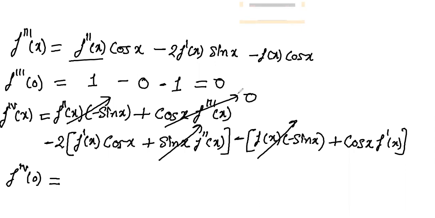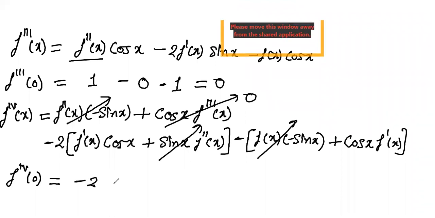So only minus 2, then minus 1. So it will be minus 3. So we have to solve up to 4 only. If we can solve, we can go ahead also. This 4 is more than enough.